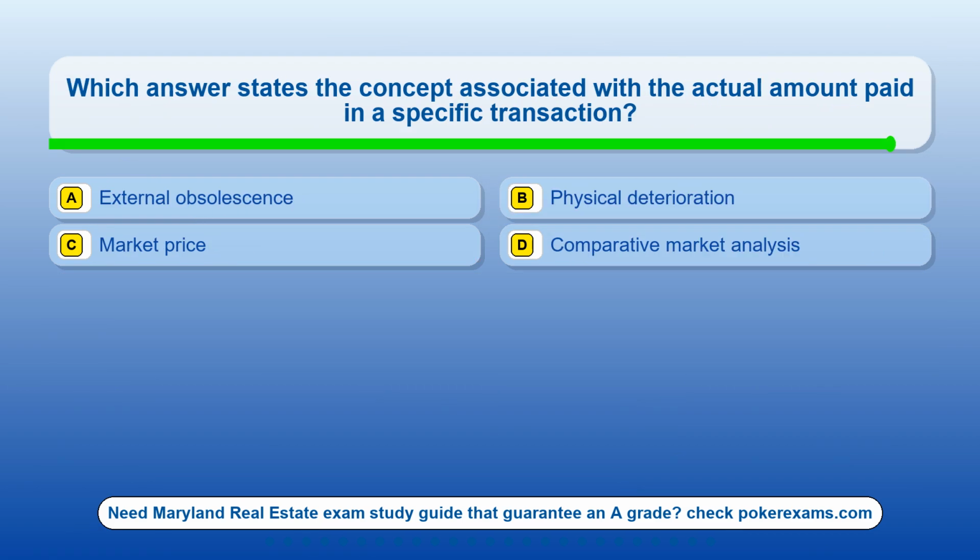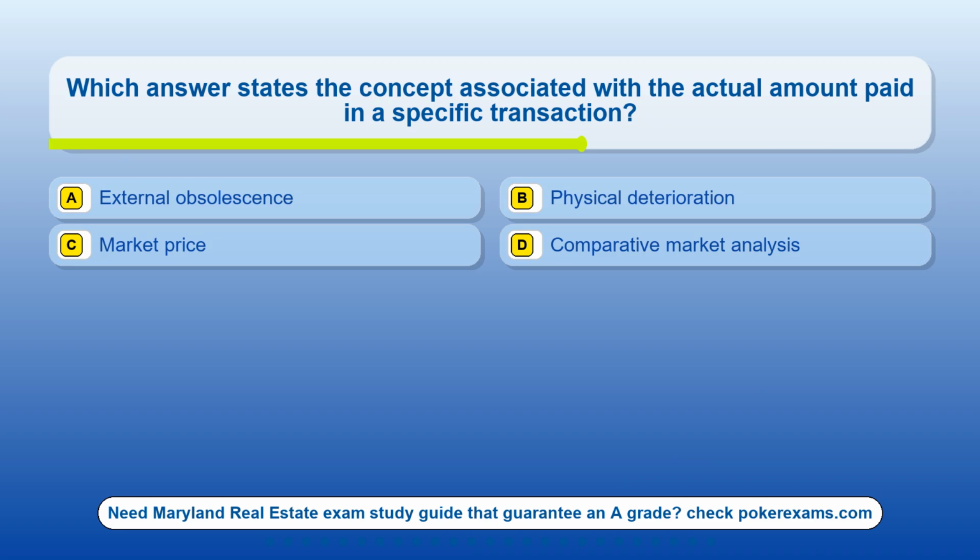Question 7. Which answer states the concept associated with the actual amount paid in a specific transaction? Option A, external obsolescence. Option B, physical deterioration. Option C, market price. Option D, comparative market analysis.